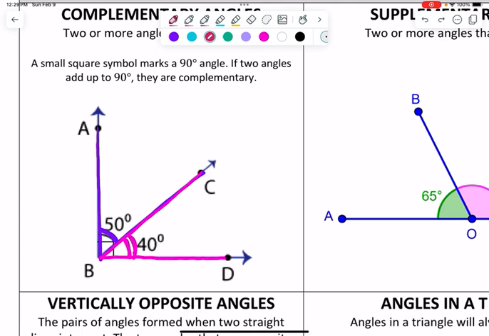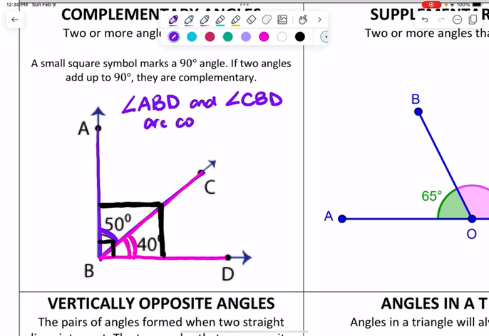But the key thing is that when I add them together, 50 degrees and 40 degrees, I get a total of 90. So angle ABD gives me a 90-degree angle. And I can kind of see that in the corner. I had this little square marking as well. So angle ABD and angle CBD are complementary.